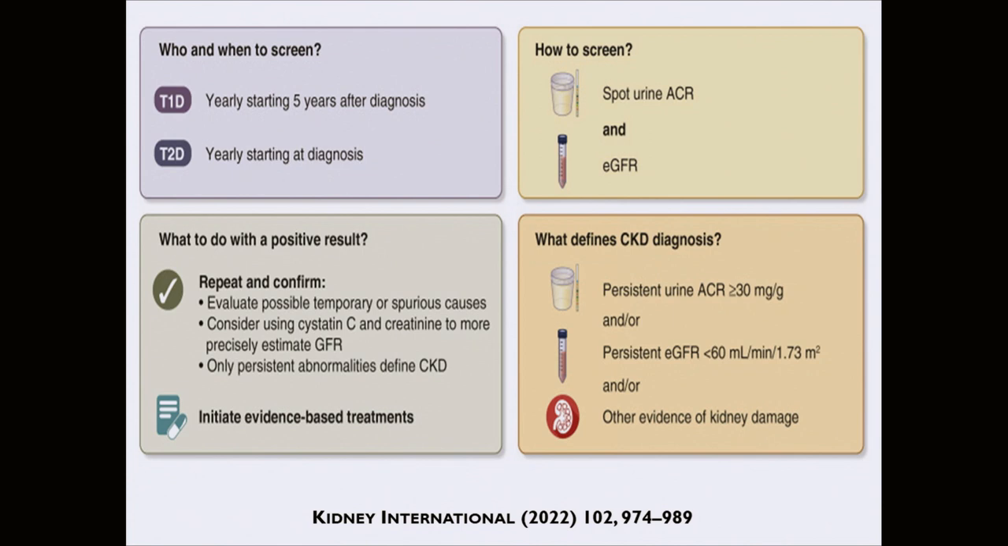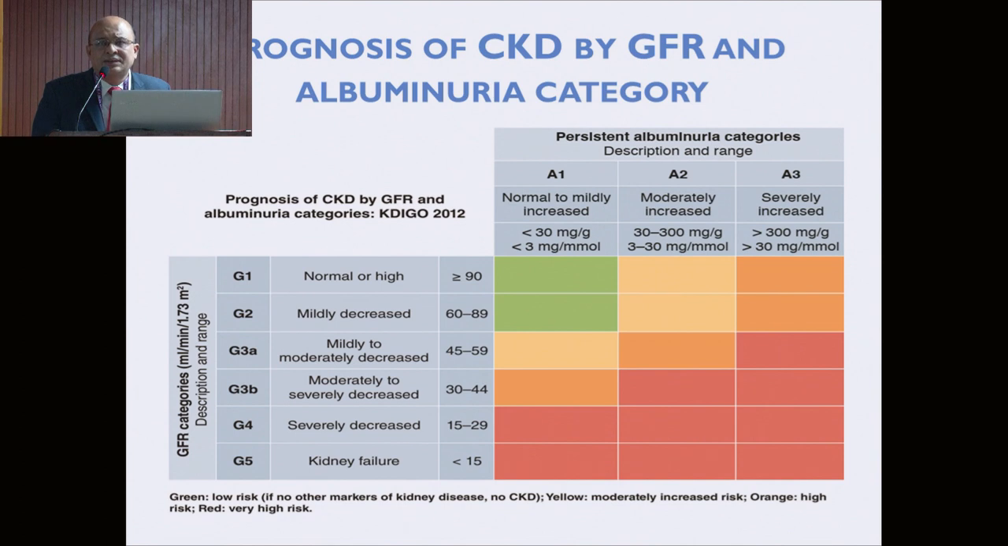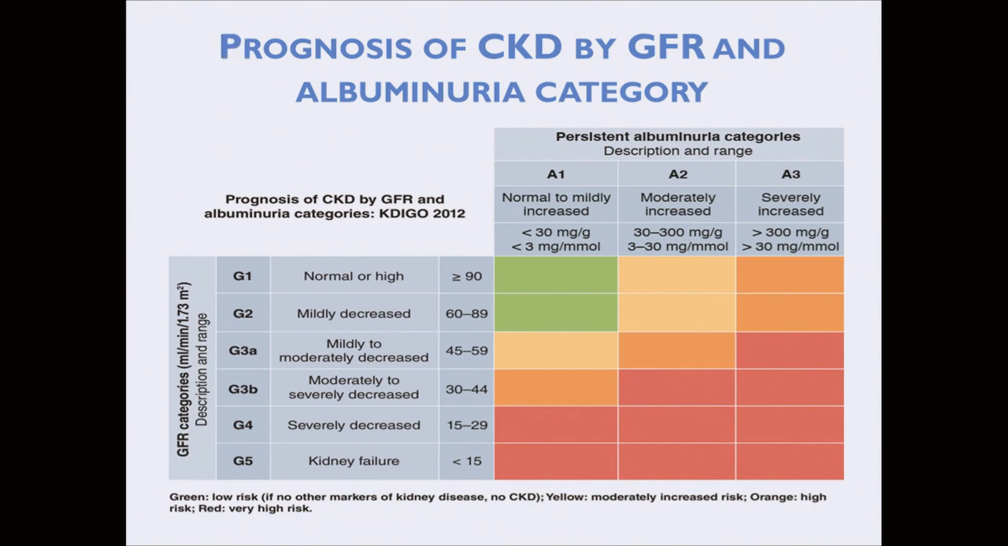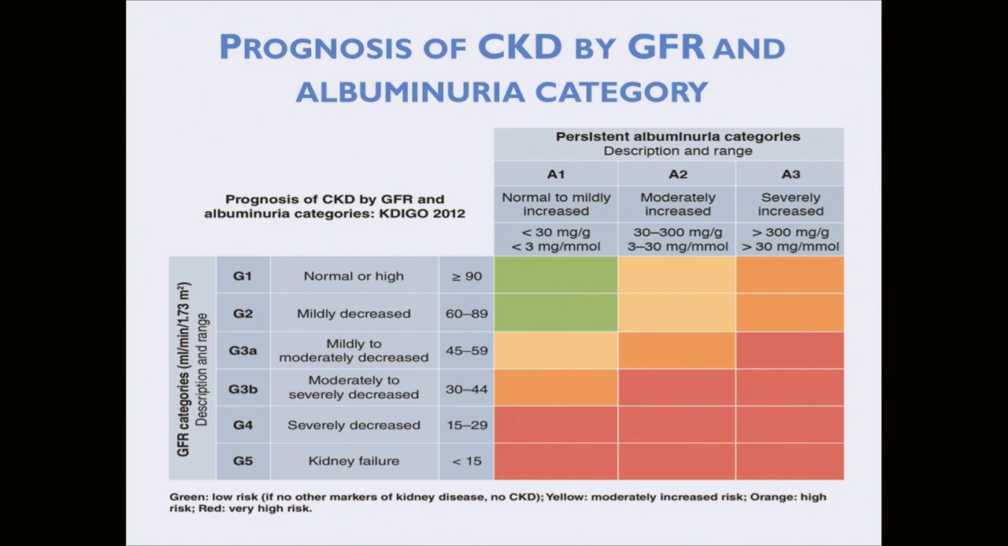What defines CKD? CKD is defined by persistent urinary abnormality, that is ACR more than or equal to 30 mg per gram, and or eGFR less than 60 ml per minute, and or evidence of kidney damage. This is a well-known slide, all of you are known to this. In this slide, CKD is categorized according to albuminuria and GFR. My topic of presentation today is management of diabetes mellitus in CKD. I use the GFR according to management.